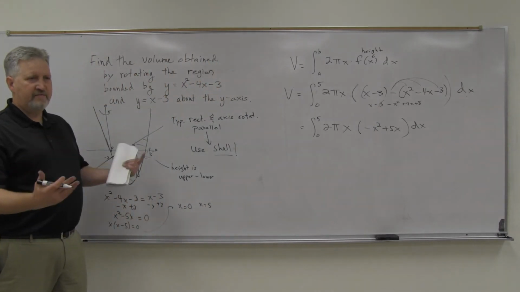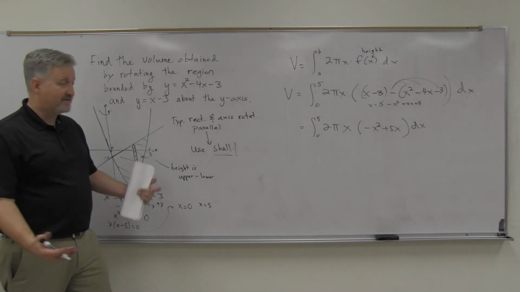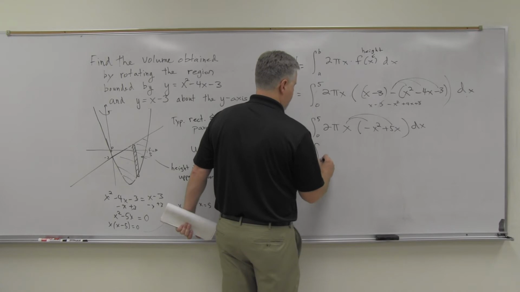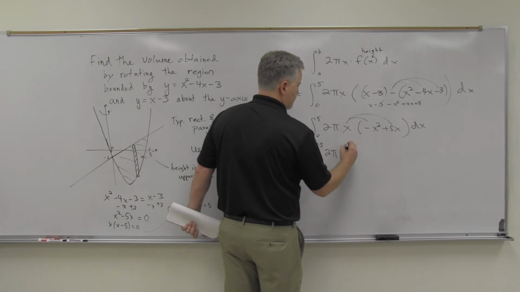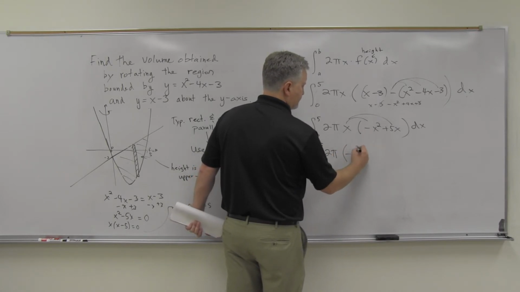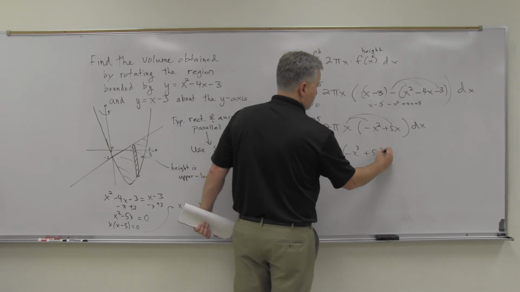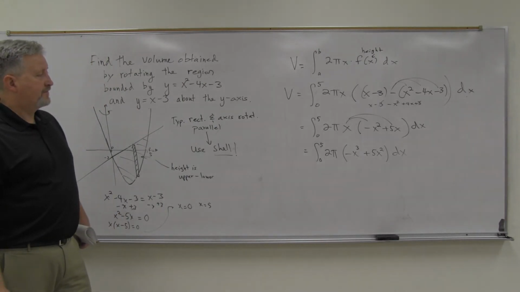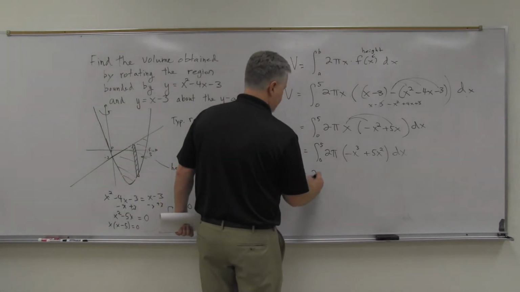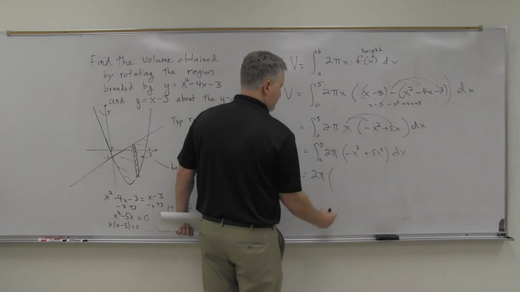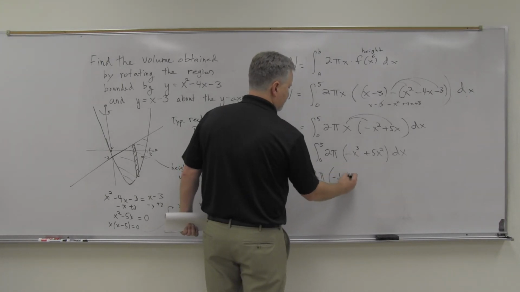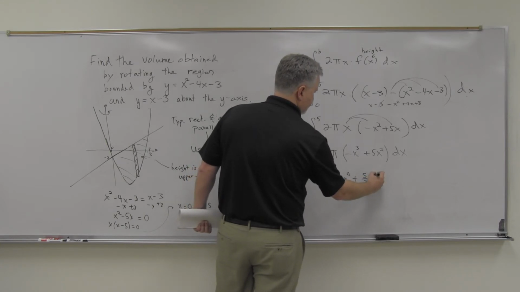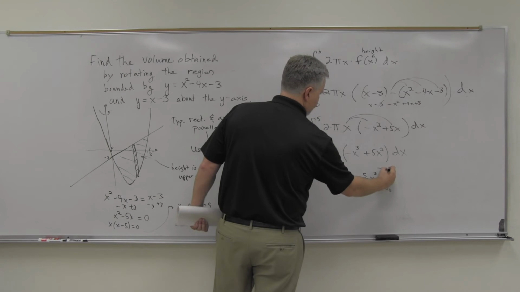But then again, this is shell method. So usually with shell method, the next step here would be to distribute the x. So we get 0 to 5, 2 pi times negative x cubed plus 5x squared. Then do the antiderivative. So I have 2 pi times the antiderivative of those, negative 1/4 x to the 4th, plus 5/3 x to the 3rd, from 0 to 5.